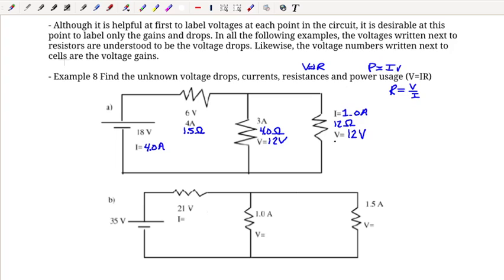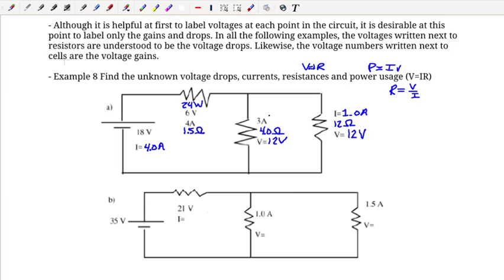of resistance. So we can find the resistance using V over I, and then to find the power usage at each of these resistors, we're going to use P equals I times V. So this time it's I times V, so 4 times 6 is going to be 24 watts.